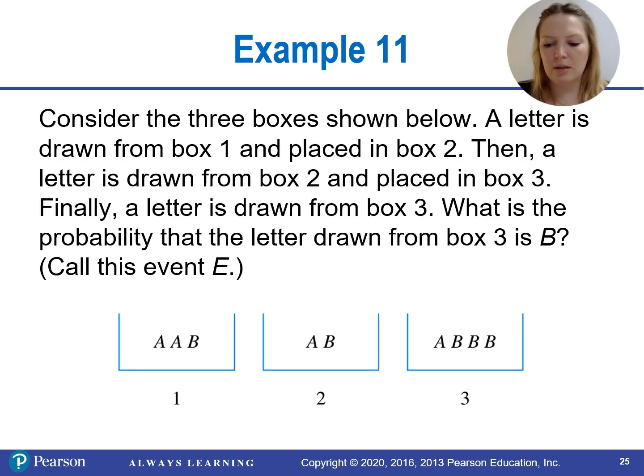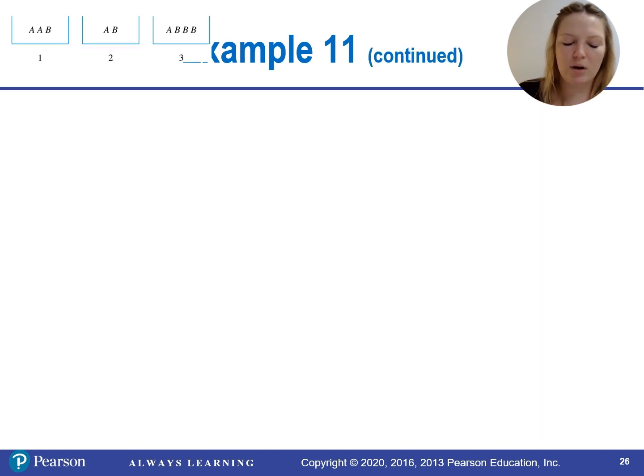All right, so let's look at this final example where we have 3 boxes, and we're going to take a letter from box 1 and then put it into box 2. Then draw a letter from box 2 and put it in box 3, and finally draw a letter from box 3. So we're interested in the event of which letter we're going to get from box 3.